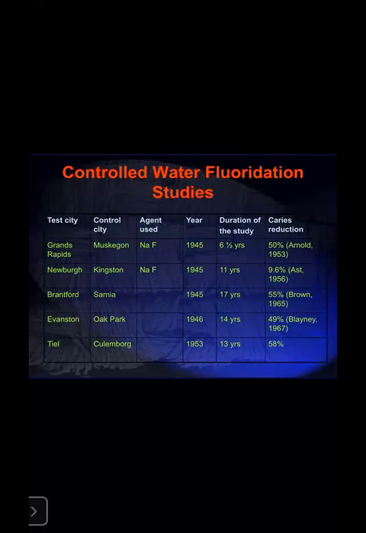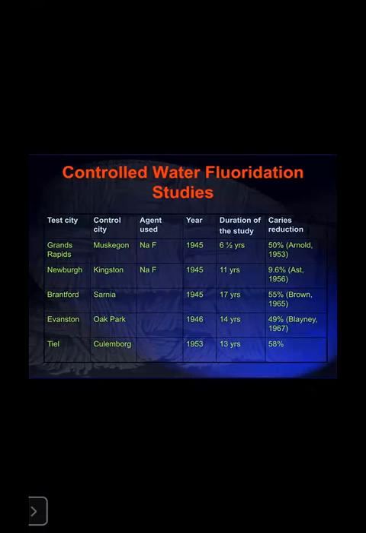Now, there are various fluoride studies which are landmark, which have clearly shown the outcome that it reduces dental caries. These 5 names are very important. First, the Grand Rapids-Muskegon study; second, the Newburgh-Kingston study; third, the Brantford-Sarnia study; fourth, the Evanston-Oak Park study; fifth, the Tiel-Culemborg study. I had already told this in the history part, but I am repeating it because it is very important, because whatever the study name is, it is based on the test city and control city.